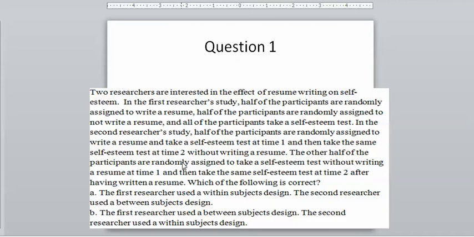So since all participants are going through both conditions in the second researcher study, that means that the second researcher study is a within subjects design, because all participants are going through both conditions, which makes it a within subjects design. So the correct answer is B.